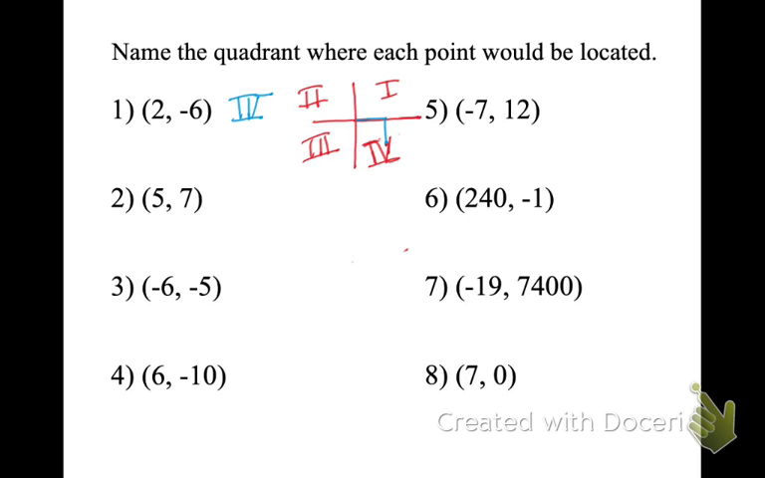Quadrant 4. If I go 5 across, 7 up, I'm in quadrant 1. If I go 6 negative, 6 down, I'm in quadrant 3. If I go 6 positive, then 6 down, I'm in quadrant 4. So that's basically it. Pause the recording and try the next 3 on your own.